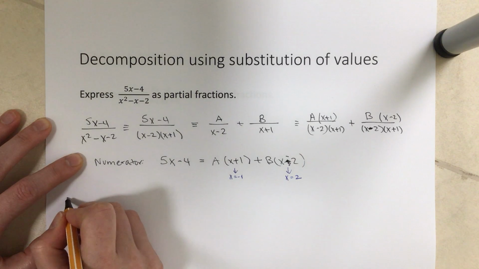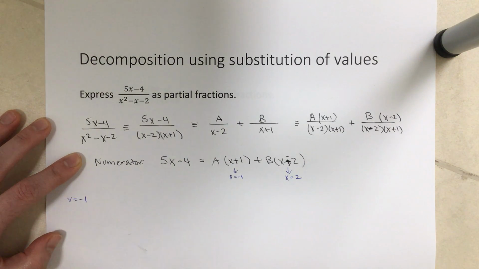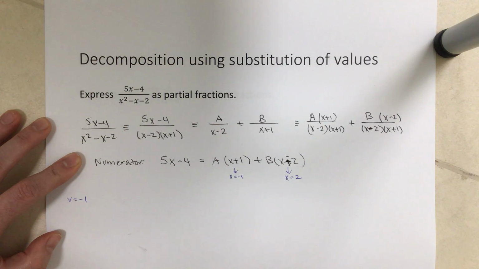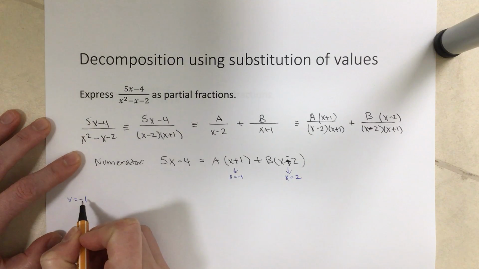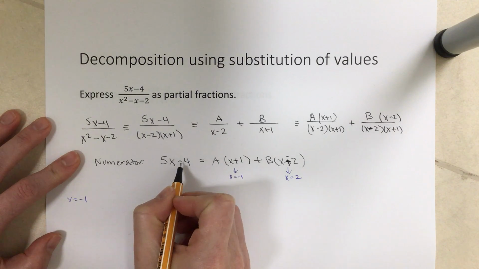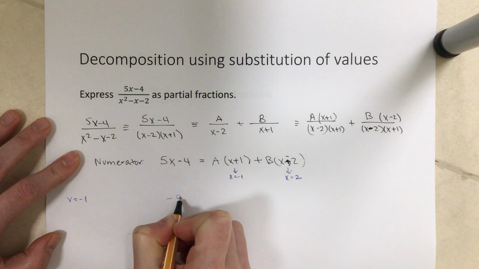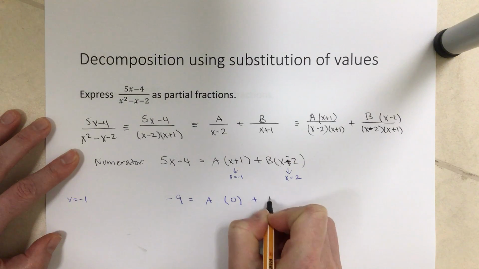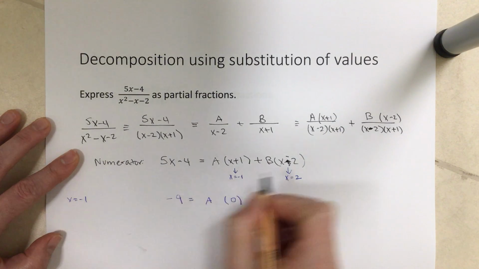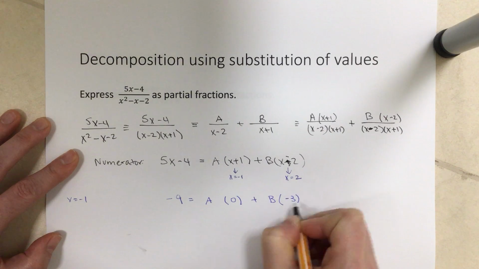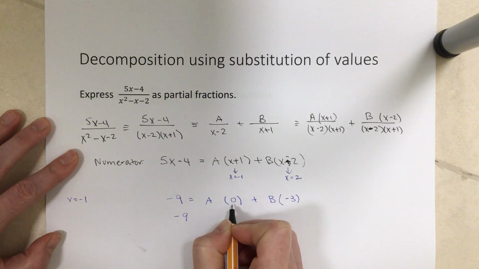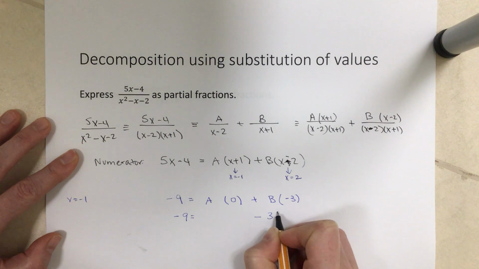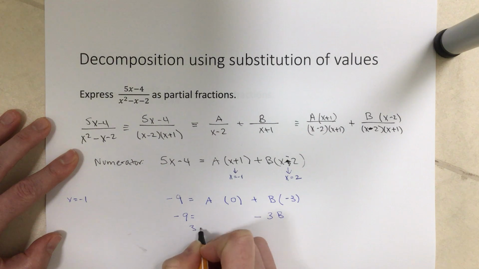So when x is -1, I'm going to put that in here on the left and on the right. So 5x minus 4 when x is -1: -5 minus 4 is negative 9, equals a times 0 plus b times (-1 minus 2), which is negative 3. So negative 9, a times 0 is gone, equals, of course, minus 3b. So b equals 3.